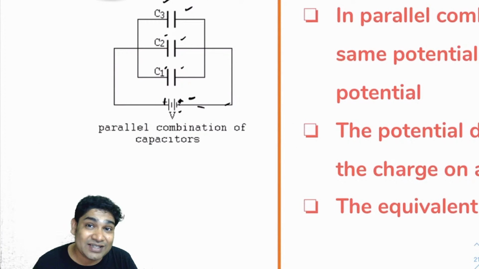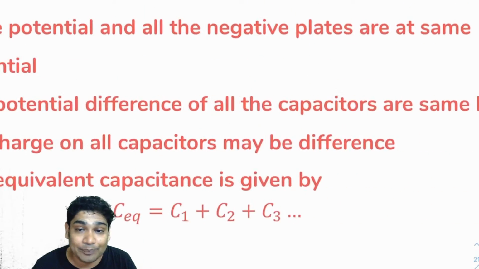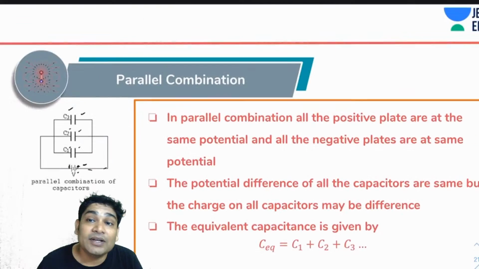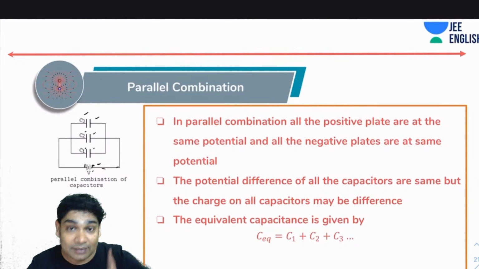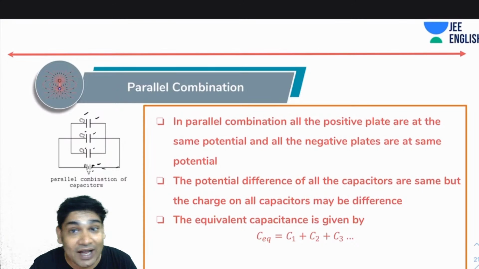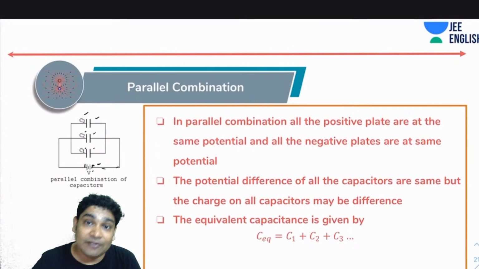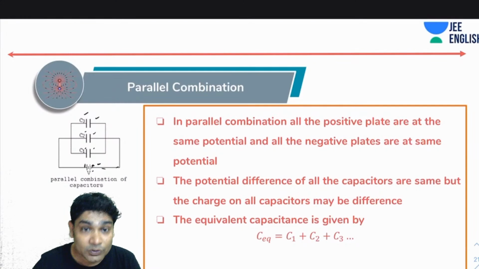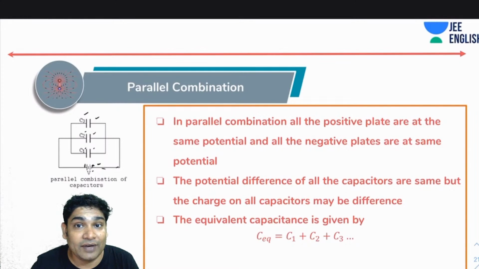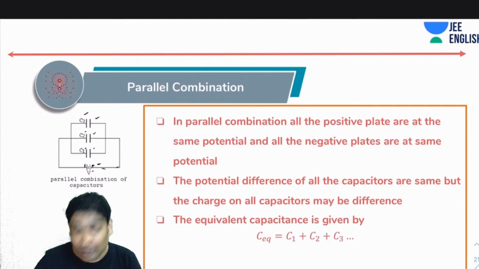So the potential difference across all three capacitors is the same. All right. So the potential difference across all the capacitors is same, but the charge would be different. Why? Because their capacitances are different and V is same. So Q would be C times V. So you will have different charges on different capacitors. Now I'm saying that equivalent capacitance can be given as C equivalent equals C1 plus C2 plus C3 and so on. Now let's see the proof of that.